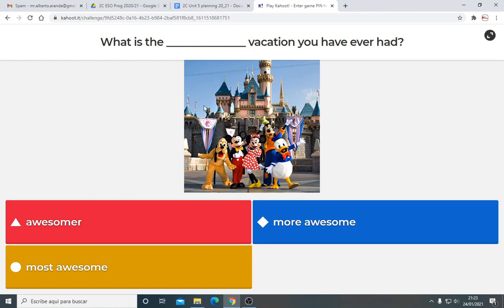What is the? This is going to be a superlative because it's the. Awesome, it's a long word, it's got more than one syllable. The most awesome, because more will be comparative, and awesomer is incorrect because it's a long word. It has to go with most or more. It's being a superlative, most.